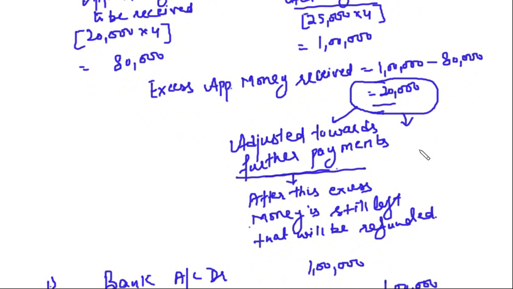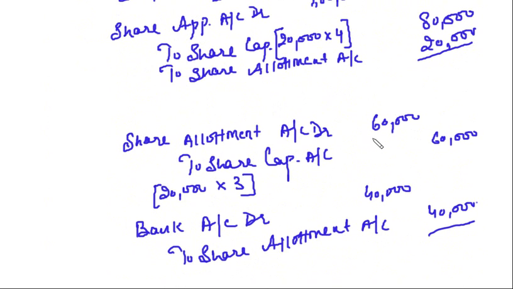This excess application money will be adjusted towards further payments. That is, when you have to call allotment money at the time of allotment, what you will say is, we already have your 20,000 rupees, just give us the remaining balance. Here 60,000 was due on allotment. We told the shareholders that we have your excess 20,000 with us. Do not give us 60,000, give us 40,000. We will consider the remaining 20,000 as received at the time of allotment.